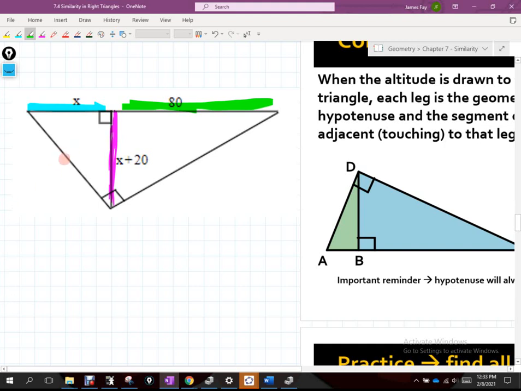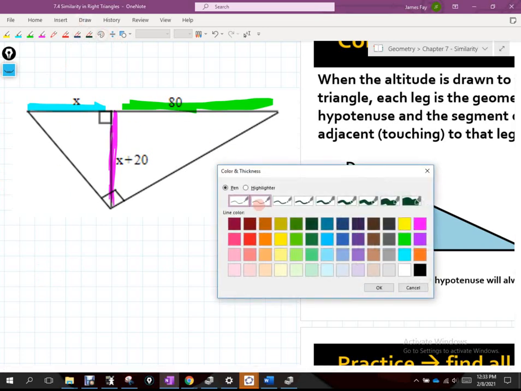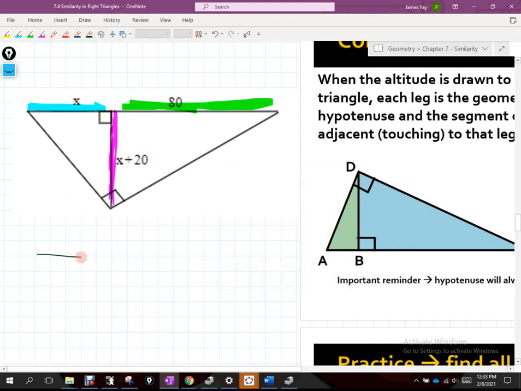Now whether it's upside down, sideways, whatever, the base of your T, or the trunk of your T, whatever you want to call it, is going to be your geometric mean. And then the two parts of the top of your T are going to be your extremes in your proportion. So if I look at x plus 20, that is my geometric mean. That's the altitude drawn from the right angle to the hypotenuse. And then x and 80 should go in the other two spots, right?